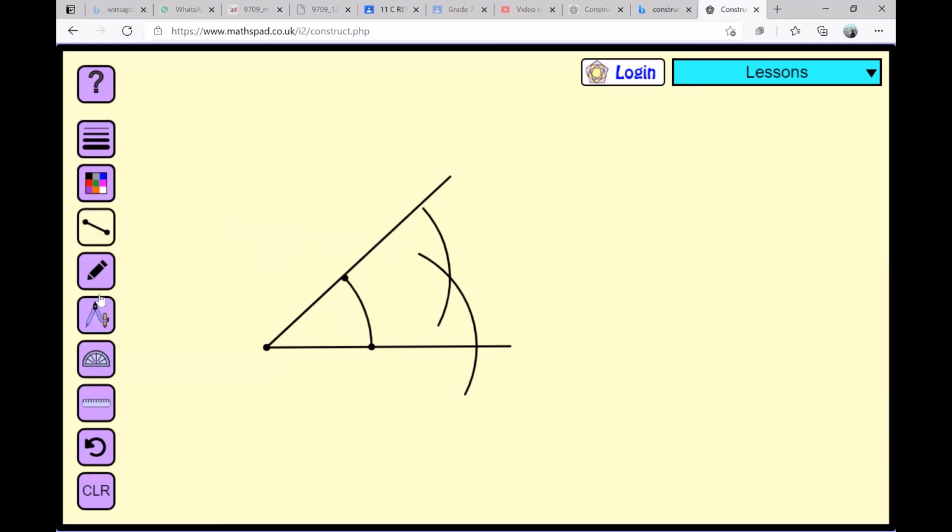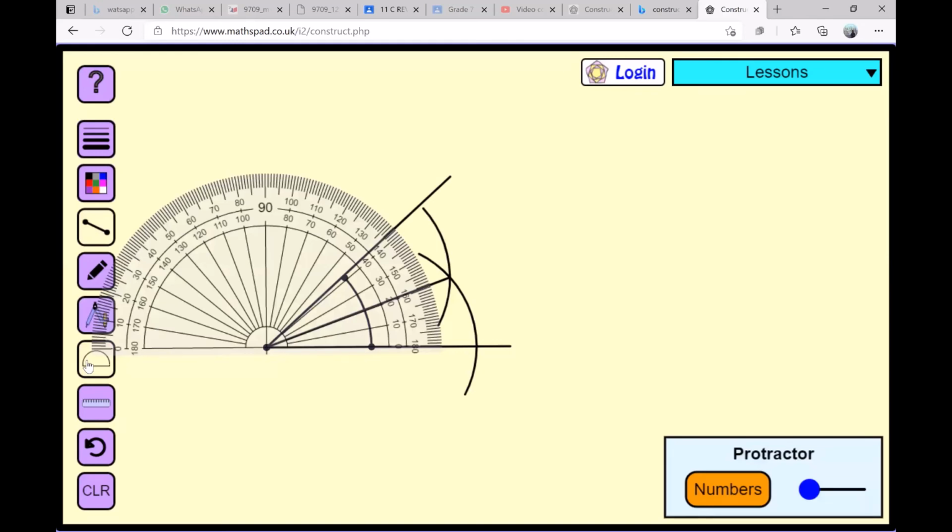The point at which the two arcs bisect each other is the point at which the angle bisector lies. So I'll join this point to the vertex, and this gives me an angle bisector. You can check it is equally divided into two parts. The angle was 42 and now this one is exactly equal to 21.